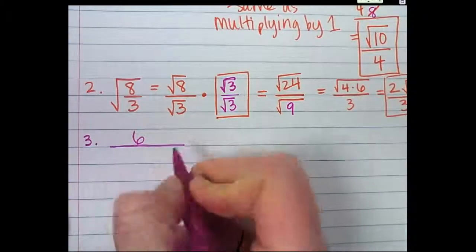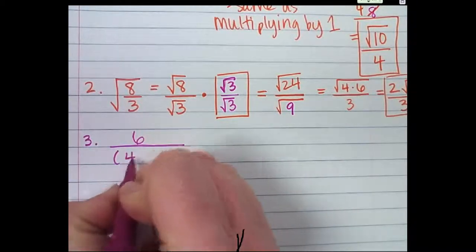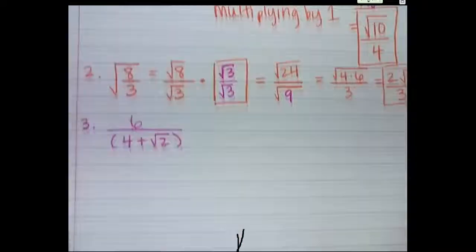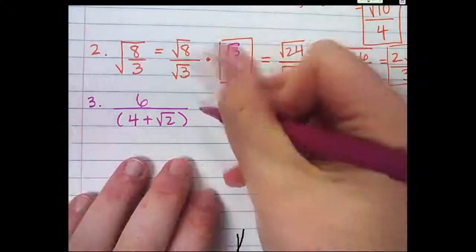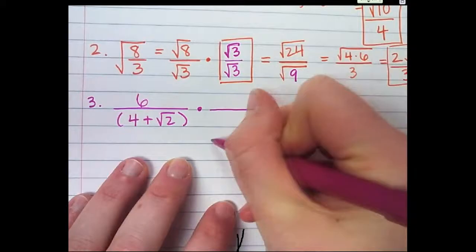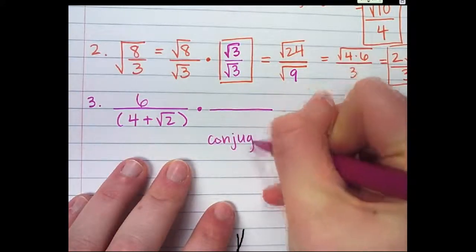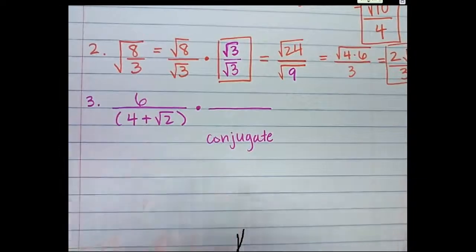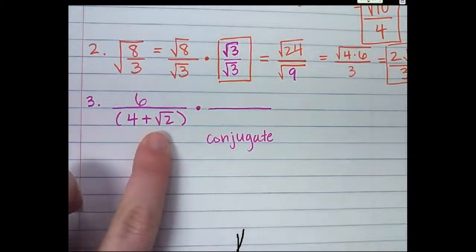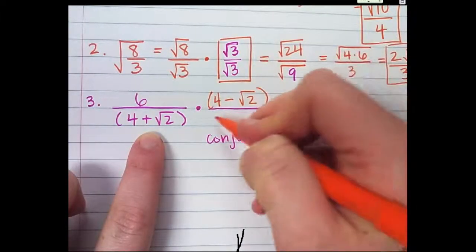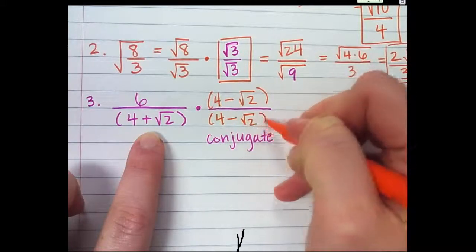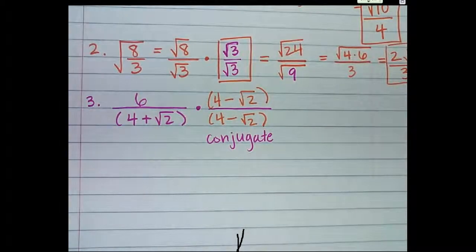Okay, number 3. 6 divided by 4 plus the square root of 2. So when it's a single number like 1 and 2, you multiply by some other single number. Here, I'm going to multiply by what we call the conjugate. The conjugate just means you take the bottom, and I'm going to flip the sign in the middle. So I'm going to multiply by 4 minus square root 2 over 4 minus square root 2. That's called the conjugate, when you just change the sign in the middle.